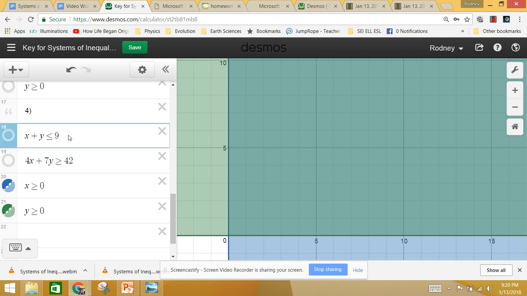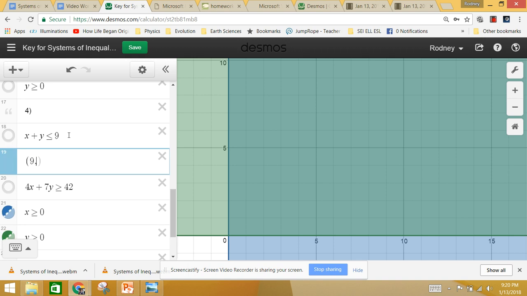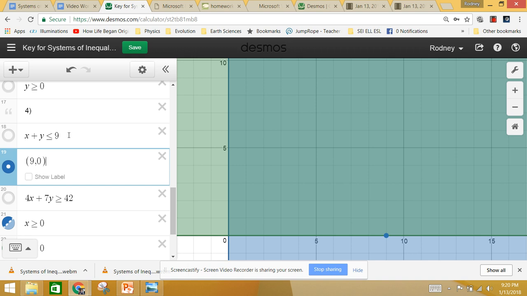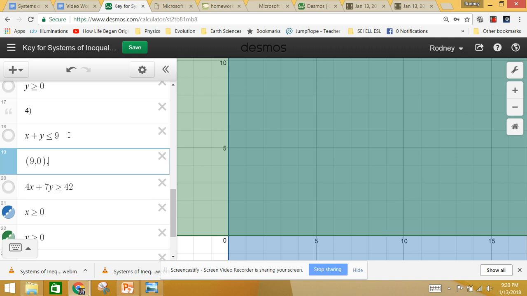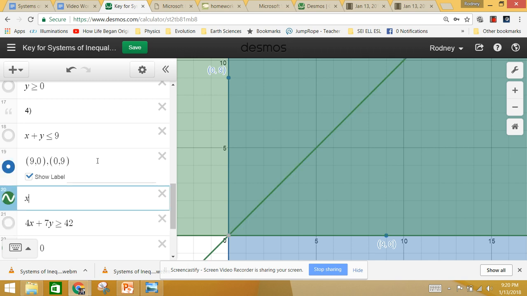So we'll start off with this inequality, which is fairly simple. We're going to have an x-intercept at 9, 0, because if y is 0, then x has to be 9. And I'll have a y-intercept at 0, 9, because if x is 0, y has to be 9. And they are solid points, because this is an or equal to inequality. So I'll go ahead and graph it. X plus y equals 9 is my line that I'm dealing with.